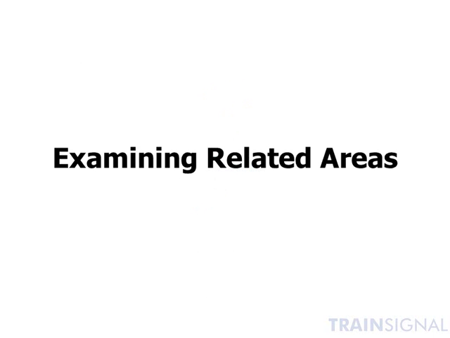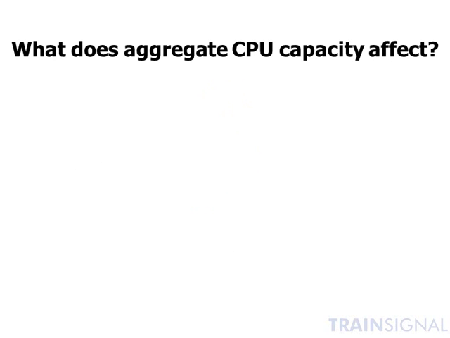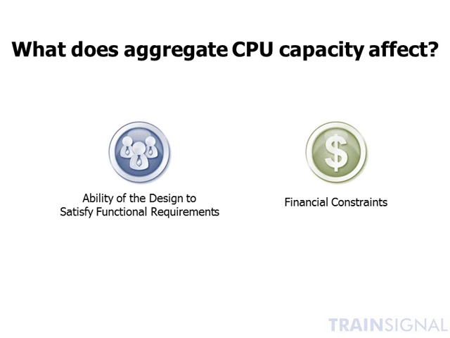The whole idea behind examining related areas is asking ourselves questions like, what does aggregate CPU capacity affect? And then being able to describe or list all of the other areas that are impacted or affected by changes in aggregate CPU capacity. I have 2 examples here. For example, the ability of the design to satisfy functional requirements. If I don't specify a large enough value for aggregate CPU capacity, then the design will be unable to provide enough aggregate CPU power to drive the applications, operating systems, and workloads that are specified to run in this.